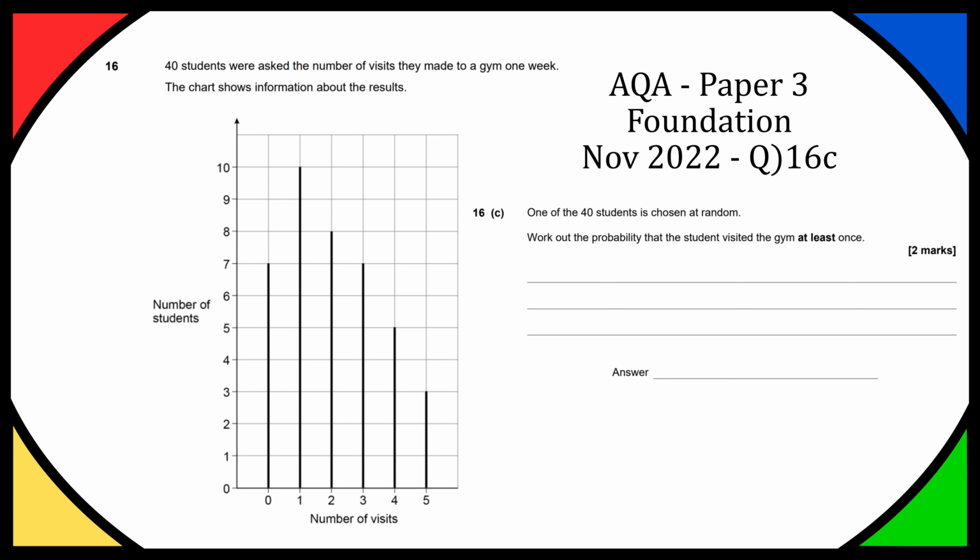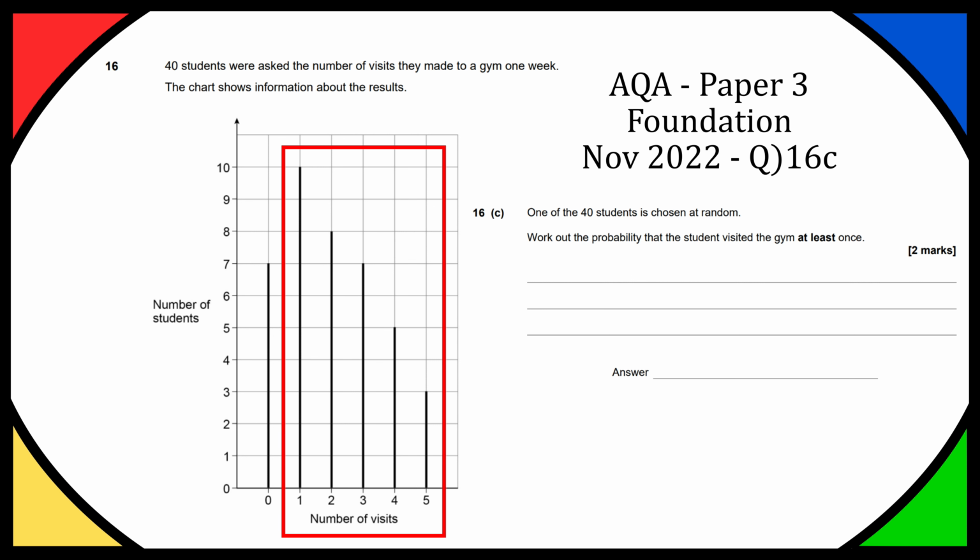So we know we have 40 students overall for the week. So because we're looking at people who visited the gym at least once, we're going to be looking at the group of students who visited once, twice, 3 times, 4 times, and 5 times, so this highlighted area. And we're not going to be including everyone who didn't visit, so the 0 visits, they're not going to be included in our probability.